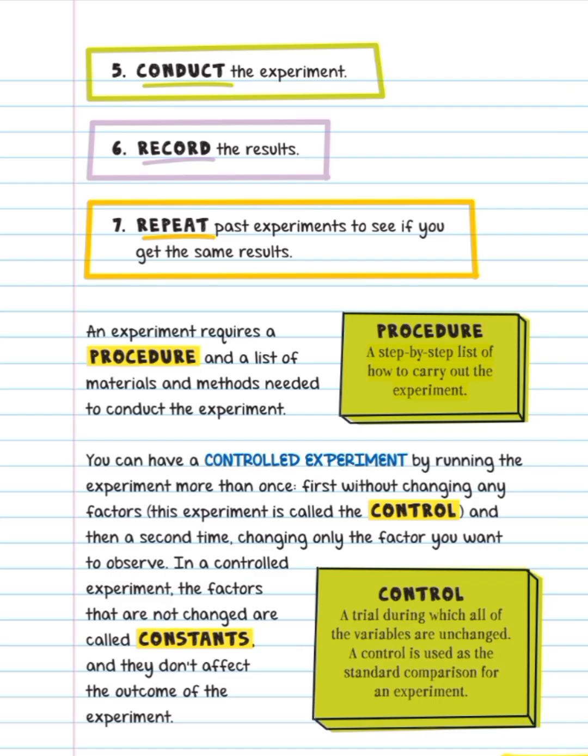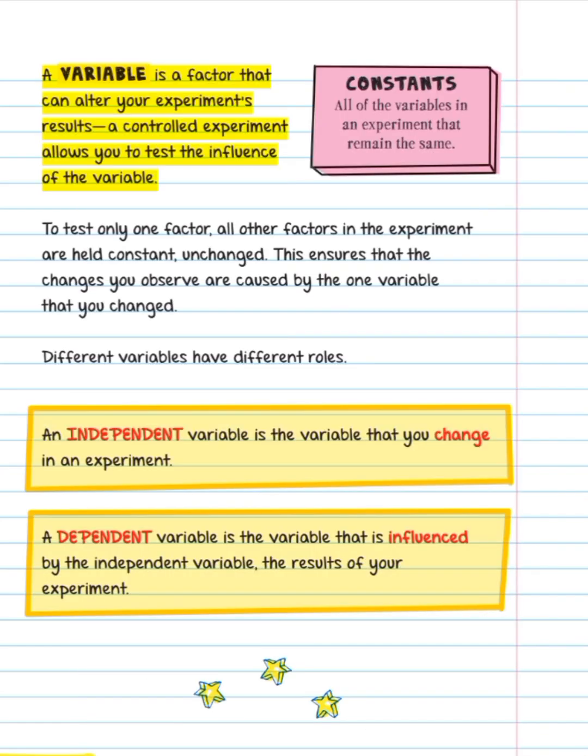Procedure: a step-by-step list of how to carry out the experiment. Control: a trial during which all of the variables are unchanged. A control is used as the standard comparison for an experiment. A variable is a factor that can alter your experiment's results.